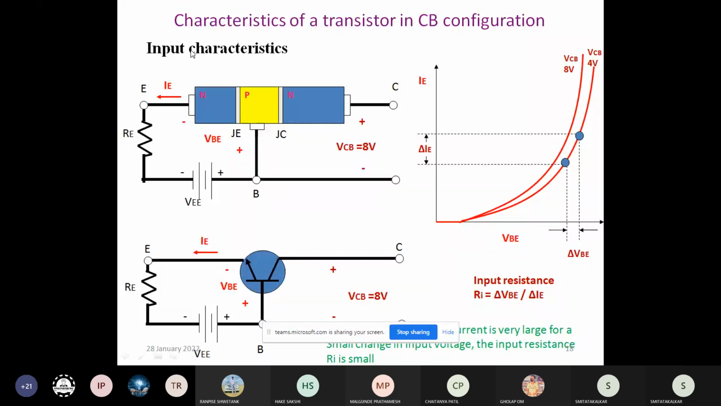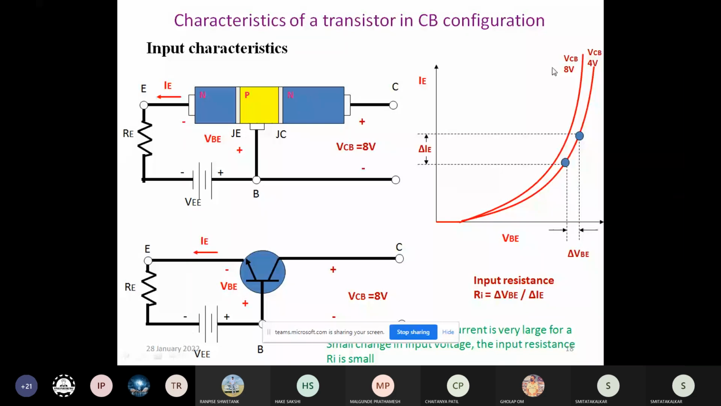Then the input characteristics of the CB configuration. This is also drawn: if the input bias is increased, then the emitter current increases through the base to emitter terminal. After that the transistor needs 0.7 volt. This is the 0.7 volt at which the transistor is on. Practically, you can perform the input characteristics and the output characteristics. The diode, the transistor, requires 0.7 volt. If the input voltage increases, VBE increases, then the current also increases.